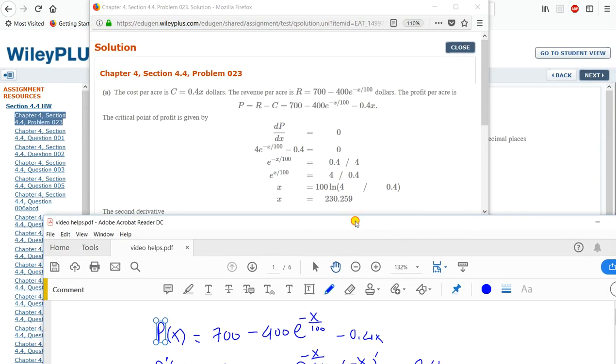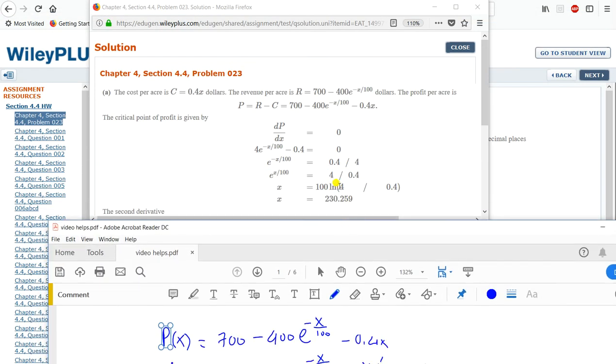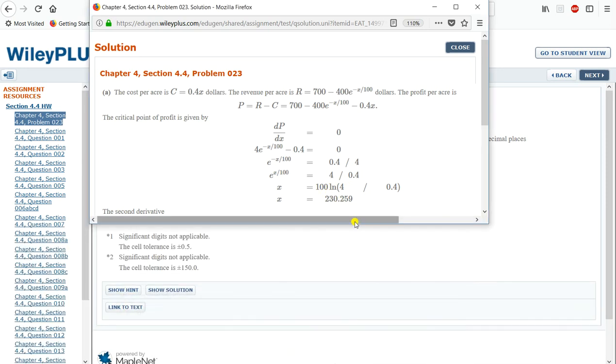So that's why I end up here. And in order to solve for x, you want to take away the base e, so you can do that by taking the ln of that on both sides. So the ln and the e cancel, you have x over 100 equal to the ln of 4 divided by 0.4, and just multiply by 100 on both sides. You are solving for x. So x is ln of 4 over 0.4 multiplied by 100, which is 230.259. So this one is the critical point where the first derivative is 0.